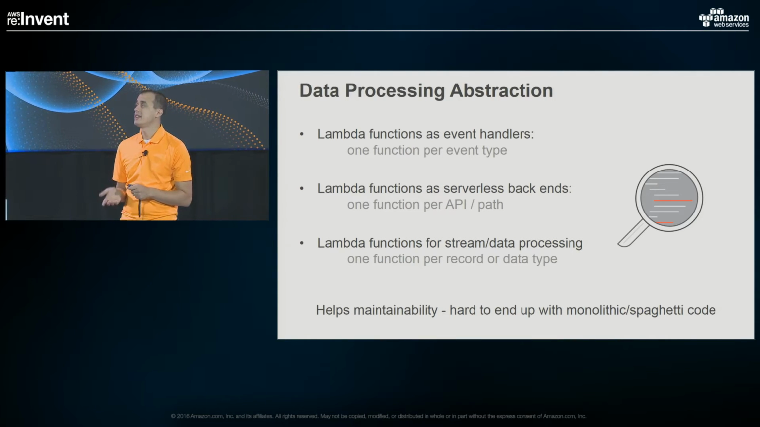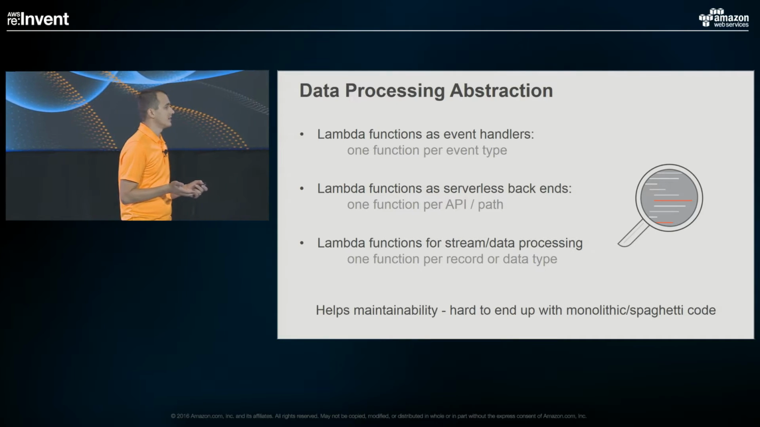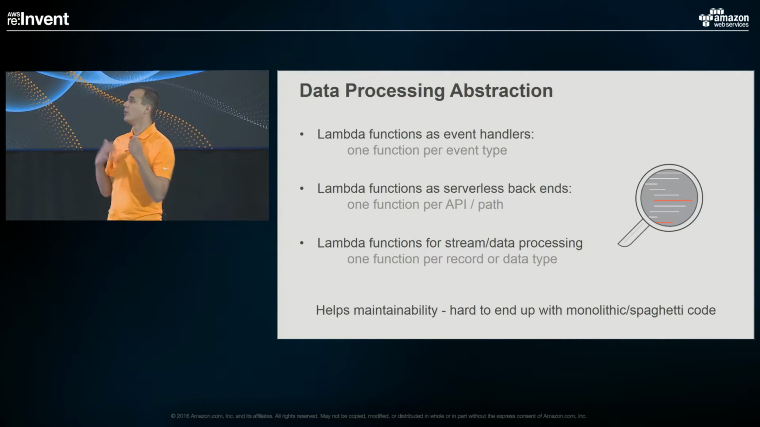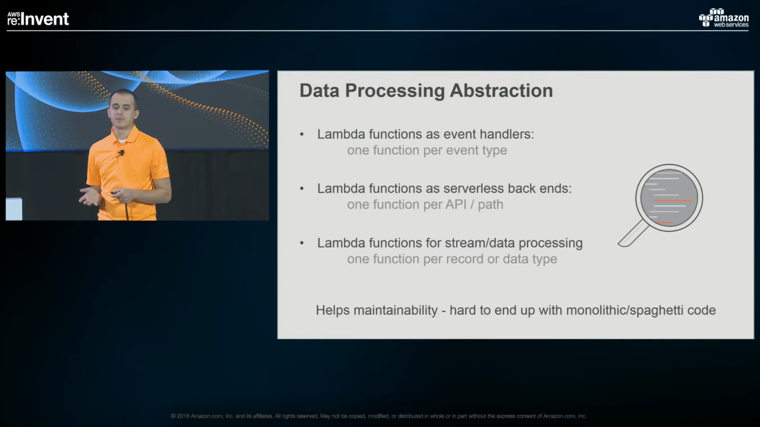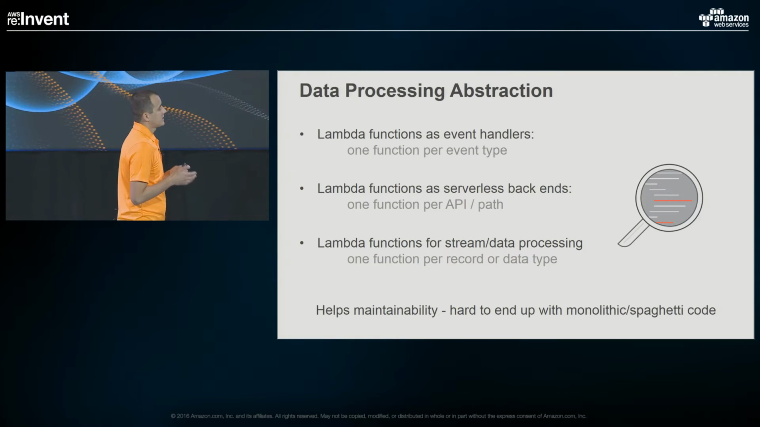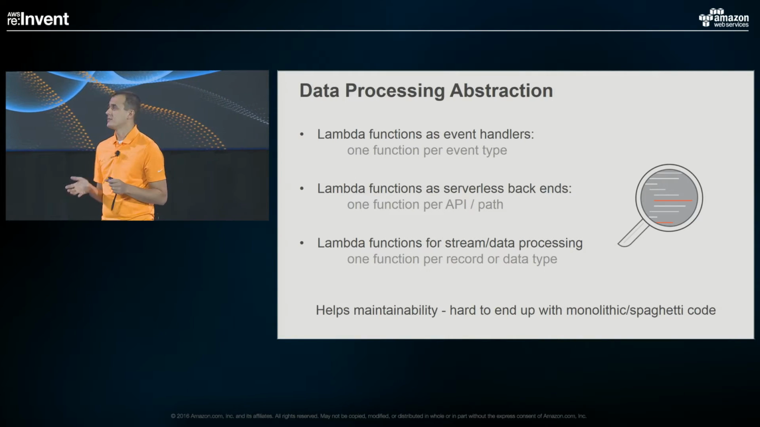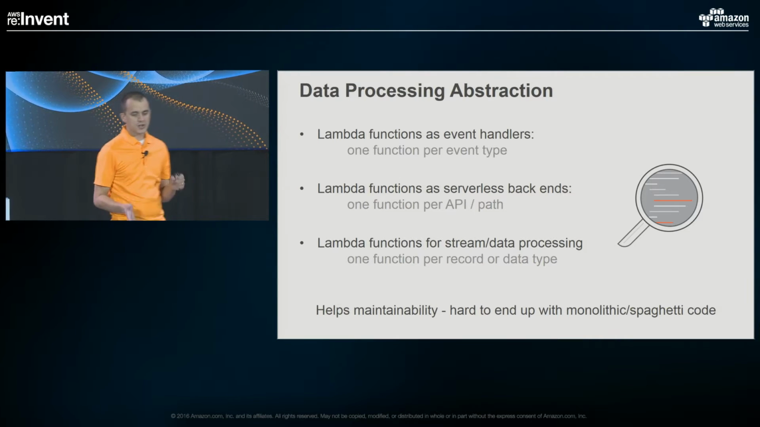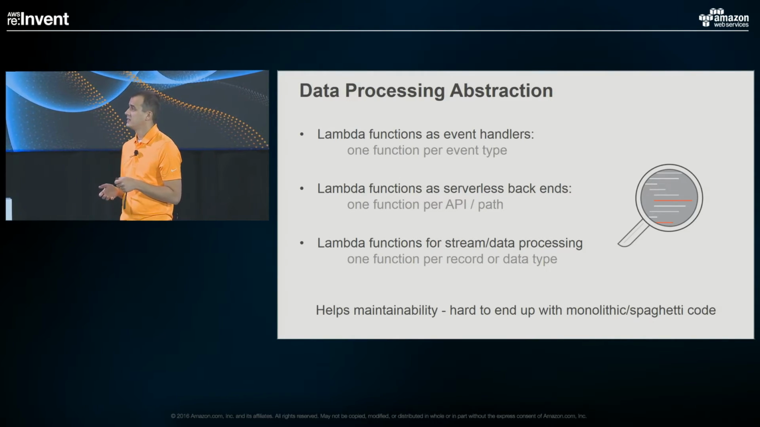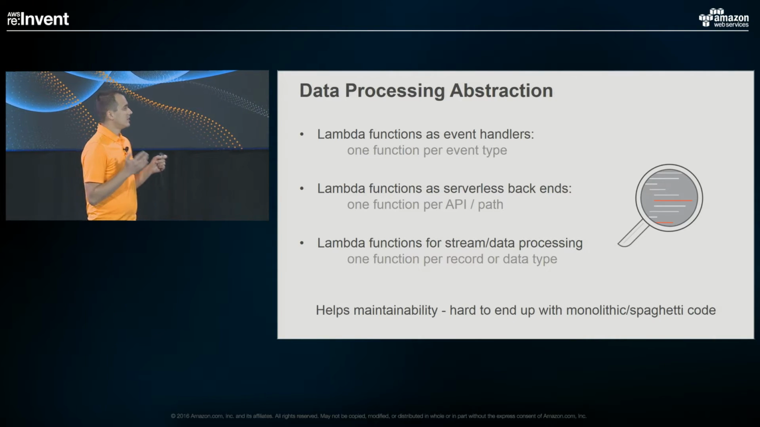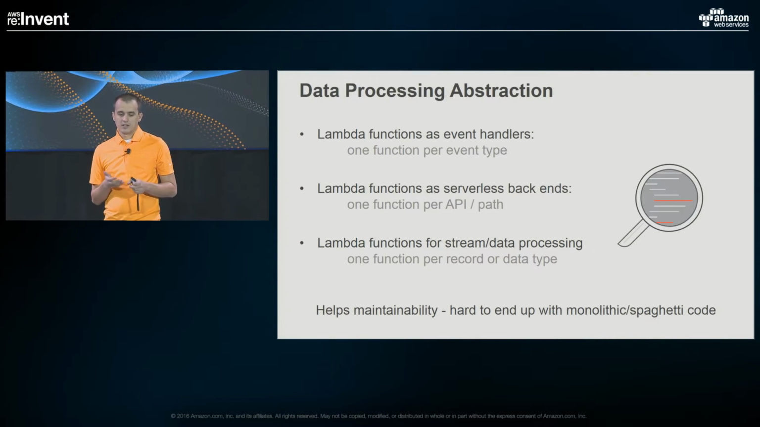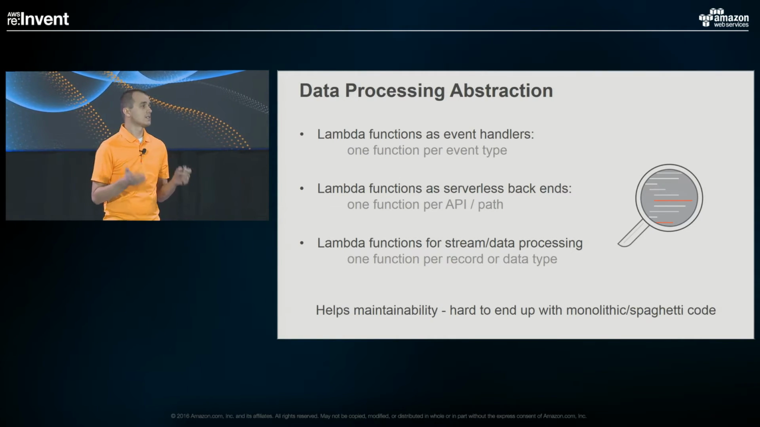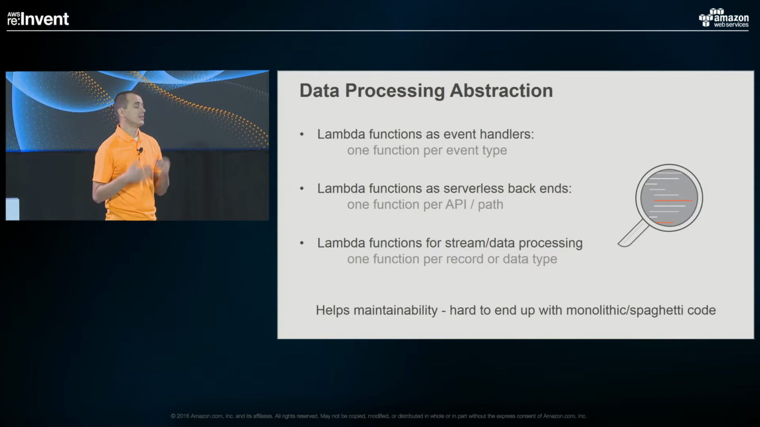You've got Lambda functions that are event handlers. For these types of functions, the computational purpose of that function is to do something with an incoming event, and only events matching that specific type. You've got Lambda functions that are acting as serverless backends. In that case, the abstraction is that API call or the path of that API, and that function is only designed to act on that specific RESTful pattern. And then you have Lambda functions in streaming data use cases. Data processing is a very strong use case for Lambda. The abstraction there is a record or a data type. Again, the function will process only data of that type in that specific format.